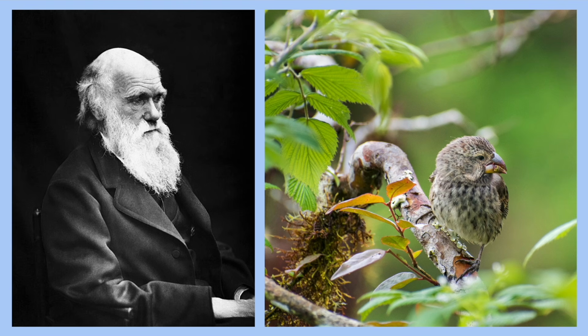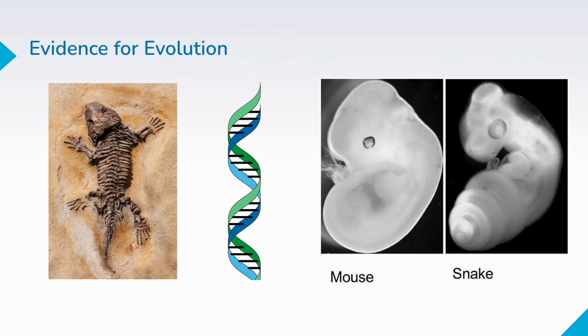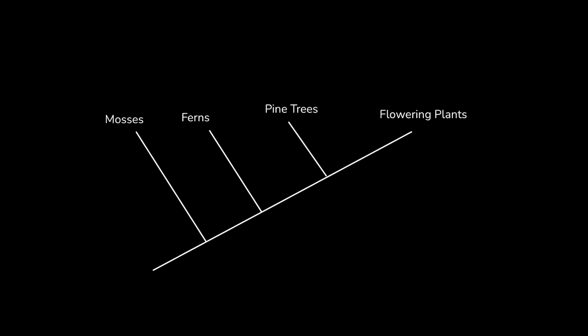And Charles Darwin was one of our main scientists that created this idea of natural selection. We have lots of evidence now to support this idea of evolution, from the fossil record to biochemical and DNA evidence, embryology, and we can see how different organisms develop very similarly through the study of their embryos. A phylogenetic tree, or a cladogram, is a way to look at different evolutionary relationships over time.